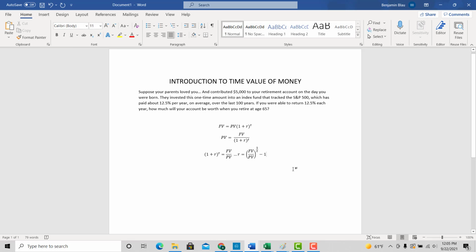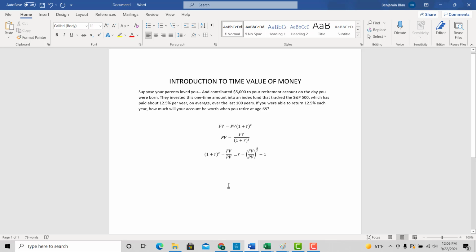Okay. The last thing that I'm going to do here is solve for T. Sometimes it might be important to solve for how many compounding periods we might need to reach some savings goal. Okay. To do that, this is going to get messy. I'm going to divide again both sides by the present value. To get T out of the exponent, I'm going to take the natural log of both sides. So I'm going to have the natural log of the future value over the present value equals the natural log of 1 plus R times T. And then I can simply divide the natural log of the future value over the present value by the natural log of 1 plus R.